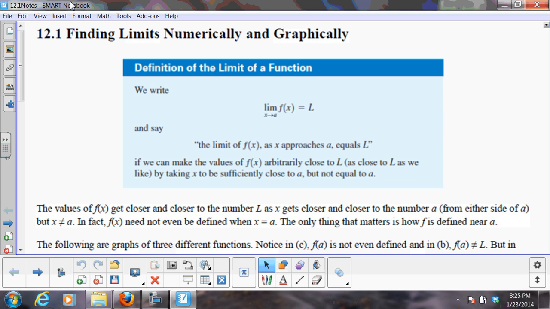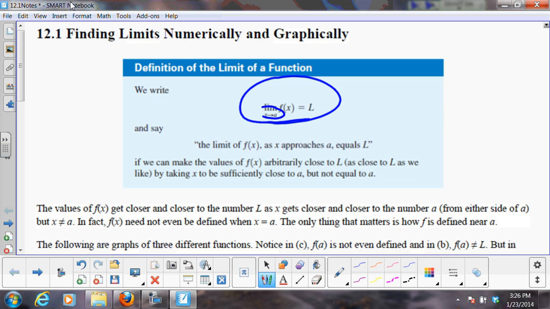A limit is a number, a value, where this graph is approaching. Sometimes it may exist at that point and sometimes it may not. But a limit is just the value as it gets closer from either side of the graph at that one spot. So this is how limits are written in general. There's this little piece down here.